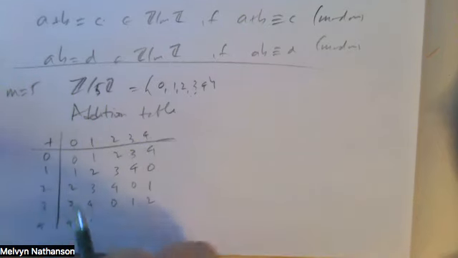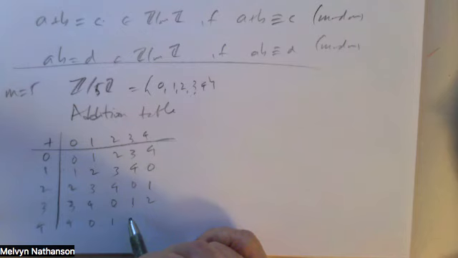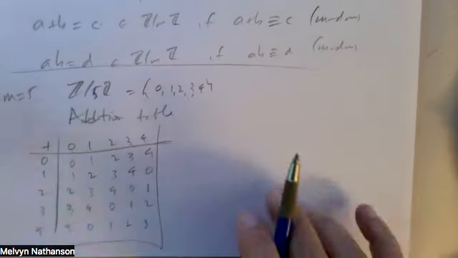4 plus 0, 4. 4 plus 1 is 5, which is congruent to 0. 4 plus 2 is 6, which is 1. 4 plus 3 is 7, which is 2. 4 plus 4 is 8, which is congruent to 3 mod 5. So that's the addition table mod 5.